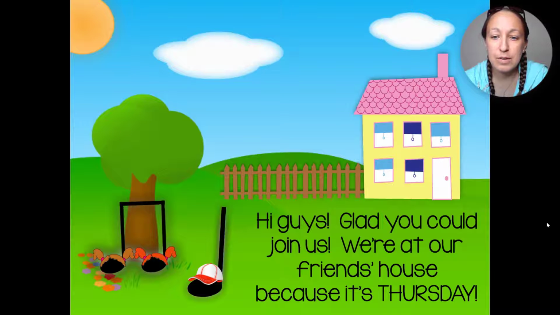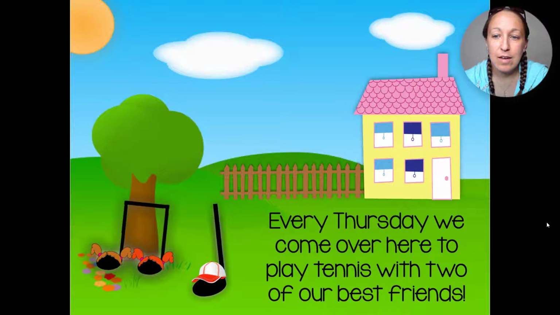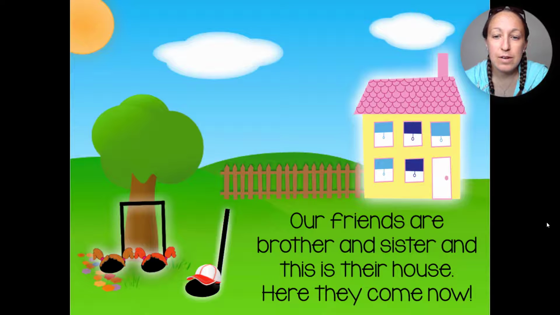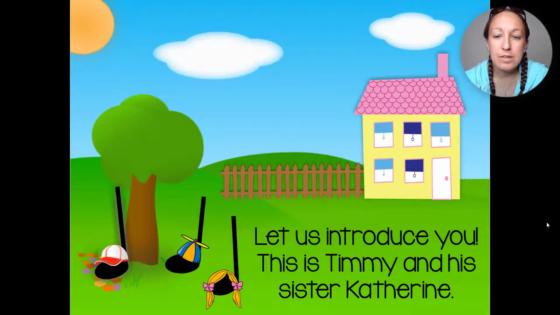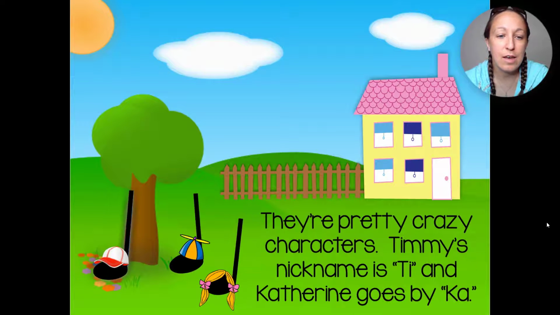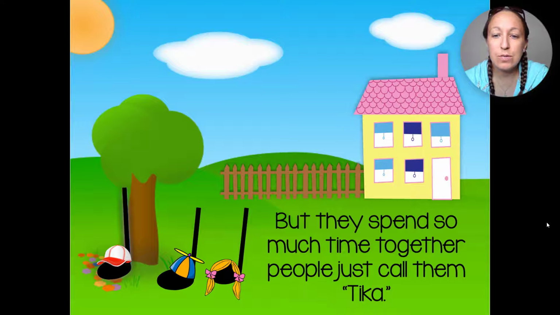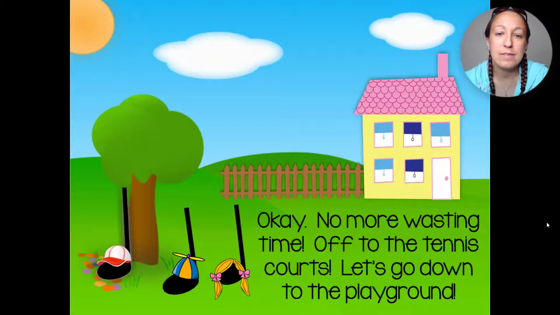We're at our friend's house because it's Thursday. Every Thursday we come over here to play tennis with two of our best friends. Our friends are brother and sister and this is their house. Here they come now. Let us introduce you. This is Timmy and his sister Catherine. They're pretty crazy characters. Timmy's nickname is T and Catherine goes by Ka. But they spend so much time together people just call them Tika.